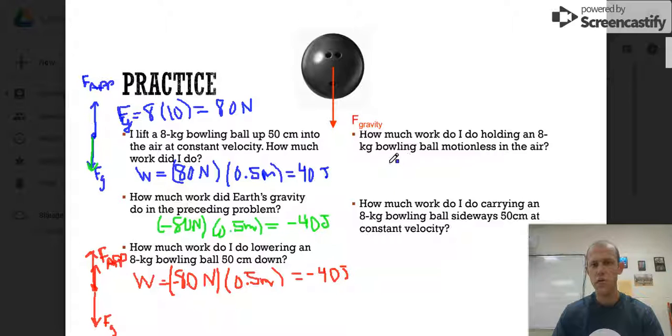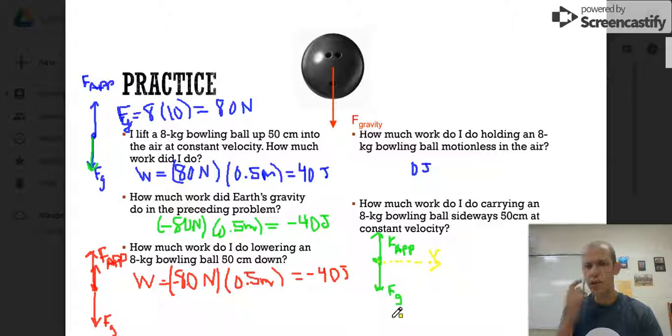How much work are you doing when you hold the ball motionless? Well, when you're holding it motionless, there is no displacement. So that means when you multiply by 0, you're going to get out 0. So no work being done. Even though it seems like it's heavy, you're not doing any work.